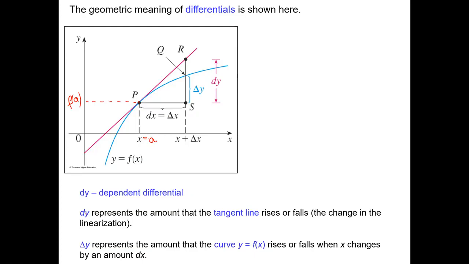Okay? That means dy represents the amount the tangent line rises or falls, the changes in the linearization, the changes in the tangent line. Delta y represents the amount the curve rises or falls when x changes by the delta x, dx amount. And now let's look at this. We definitely know that the changes along the x for the curve and for the tangent are the same. That means delta x is the same as dx.